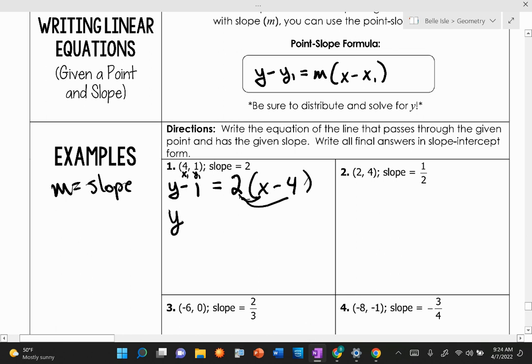So on the left side, we'd still have y minus 1. Then on the right side, we'd have 2 times x, which is 2x, minus 2 times 4, which is 8. So we have y minus 1 equals 2x minus 8. Okay? The second half of that asterisk statement after distribute says to do what? Solve for y. So rearrange that to where you solve for y. You need to get y all by itself. There's one thing you need to do.